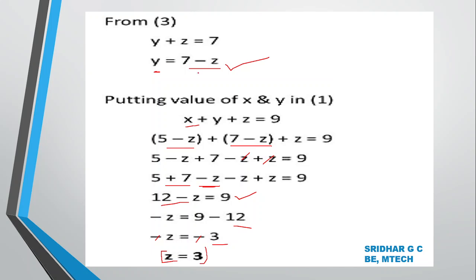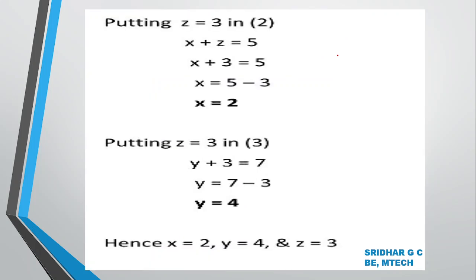When I get the z value, I can substitute in here. See, z is 3. 7 minus 3, I will get y equals 4. Clear? Here you can see, I can get y equals 4. Next, same way, substitute in the x equation. X plus z is 5. So z is how much? Z we got 3. So 5 minus 3 is 2.